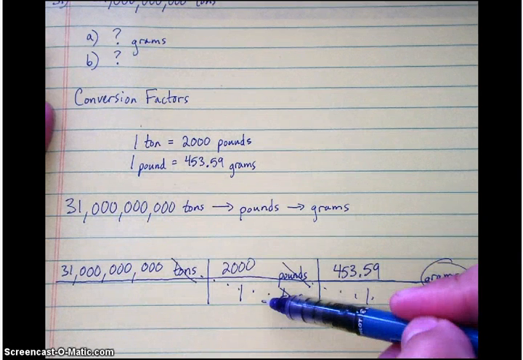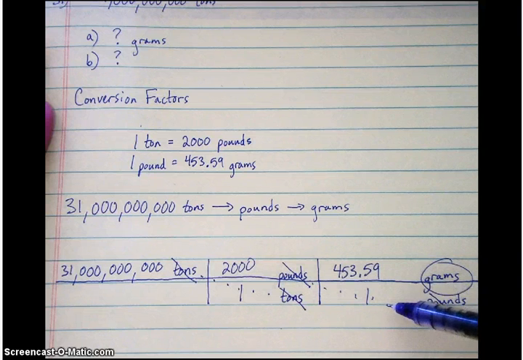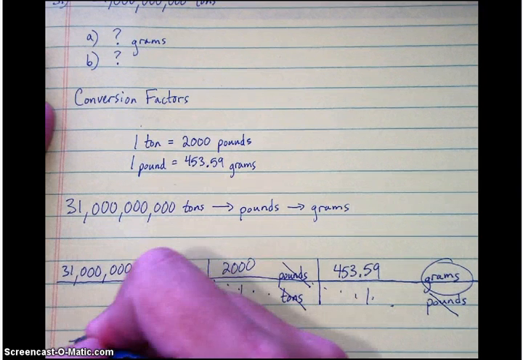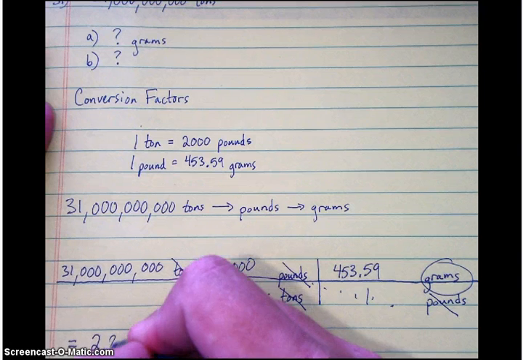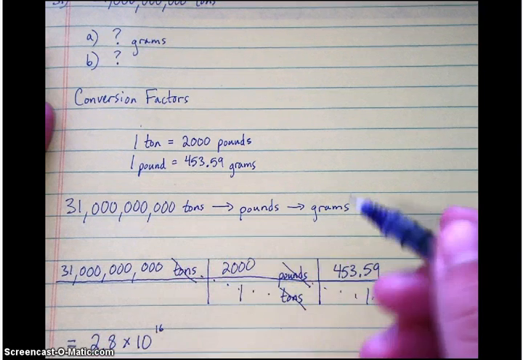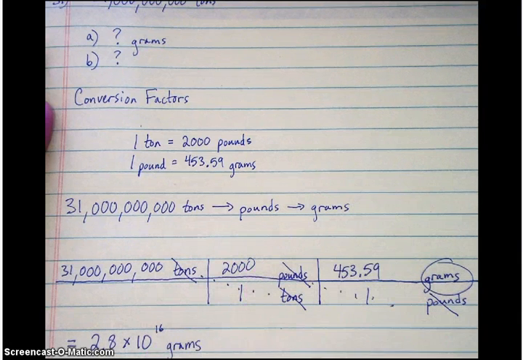2,000 pounds is 1 ton, that's true. 453.59 grams is 1 pound, that's true. This is set up well. We're going to punch in and solve. When you get that answer in your calculator, it should come up to 2.8 times 10 to the 16th grams. So that is the answer for the first part of the problem.